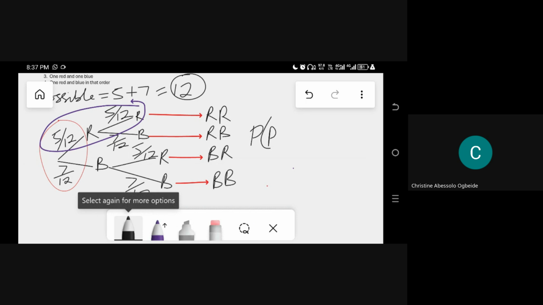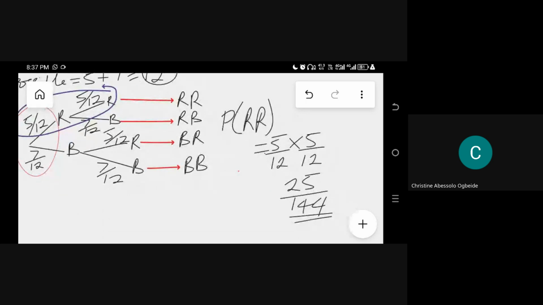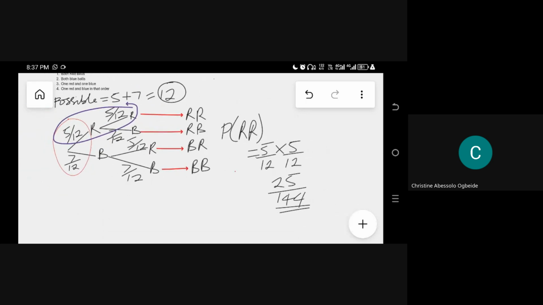So the probability of picking both red and red will be 5/12 times 5/12, and this result would be 25/144. That's the probability that the first is red and the second is red.